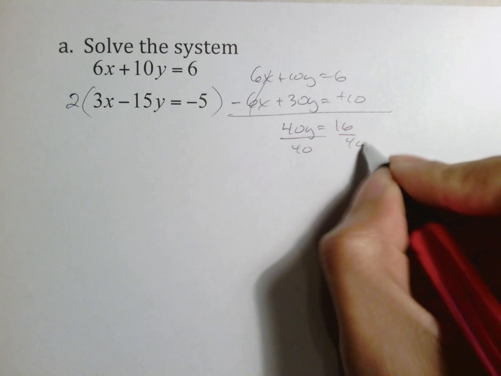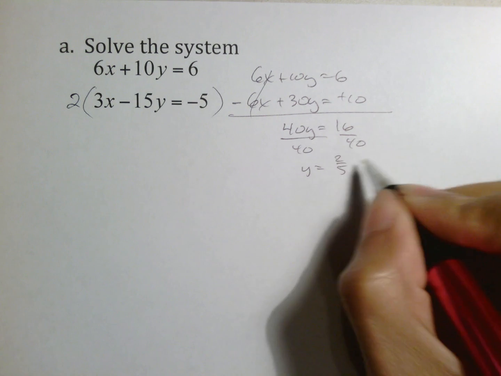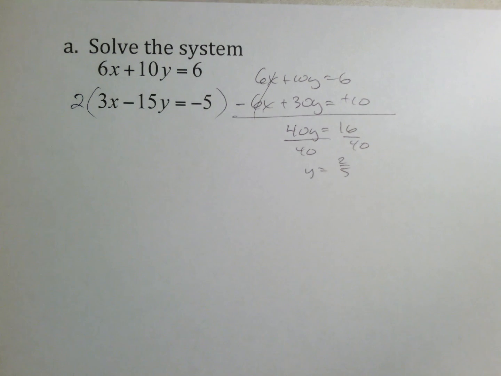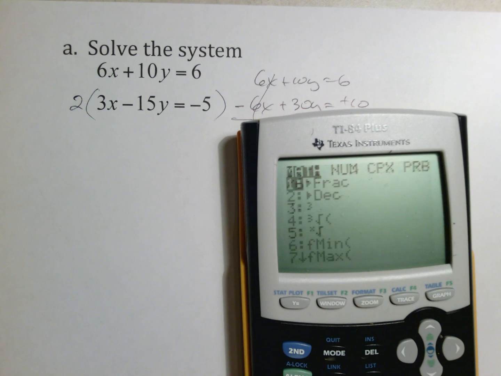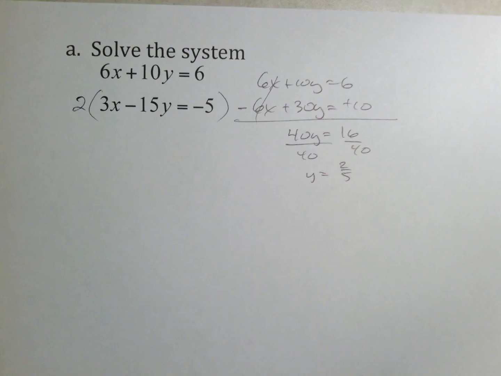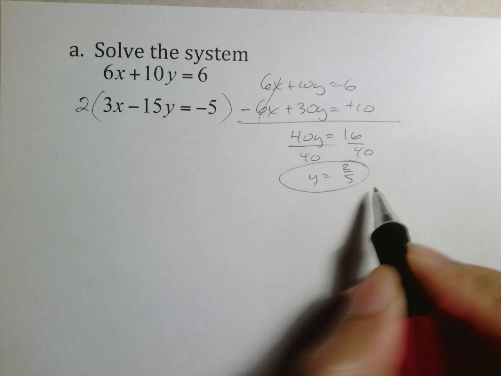Divide both sides by 40. Reducing this, I think you get 2/5 as your first answer. And if you don't know, you can always take the calculator, type in 16 divided by 40, math, enter, enter, and you see that it is 2/5. And so now I will take this 2/5. Again, I'm going to finish these out and plug it into here.